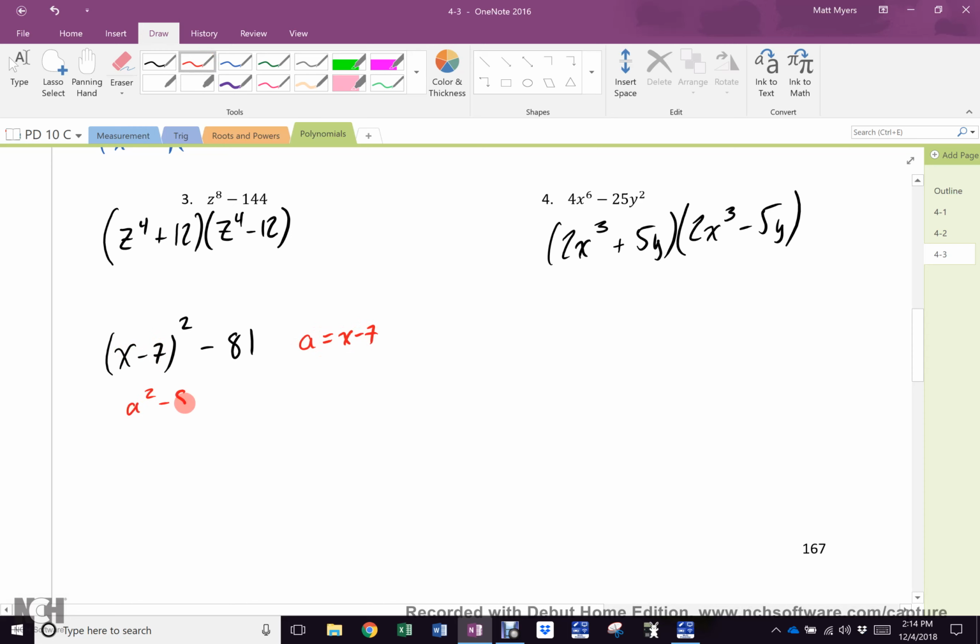A squared minus 81. What's square root of A? A. What's square root of 81? 9. A minus 9. But there is no A. What's A? X minus 7 plus 9. What's negative 7 plus 9? X plus 2. What's A? X minus 7 minus 9. What's 7 minus 9?